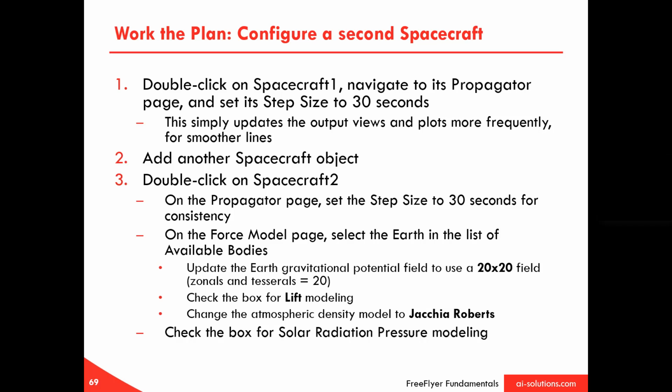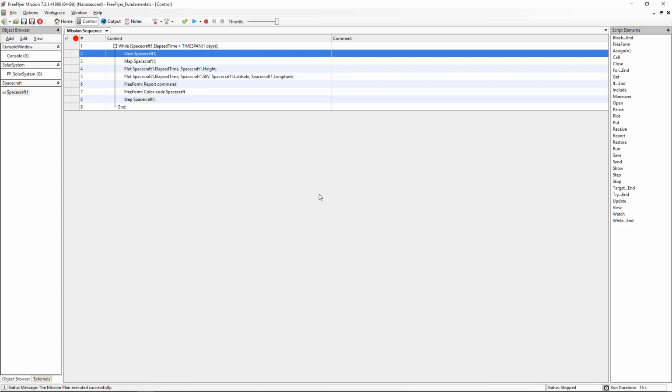We'll select the Earth in the list of available bodies, and we'll update the Earth's gravitational potential field to use a 20 by 20 field instead of the default 4 by 4 field. We'll also check the box to turn on lift modeling, and we'll change the atmospheric density model to Jacchia-Roberts. We'll also turn on the box to model solar radiation pressure. I'll demonstrate those steps quickly in my copy of the FreeFlyer mission plan.